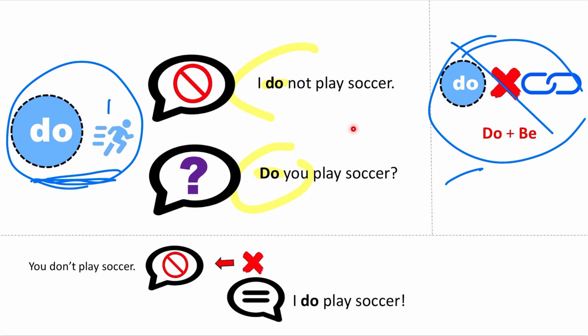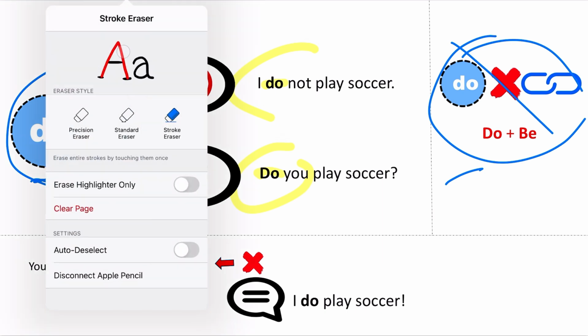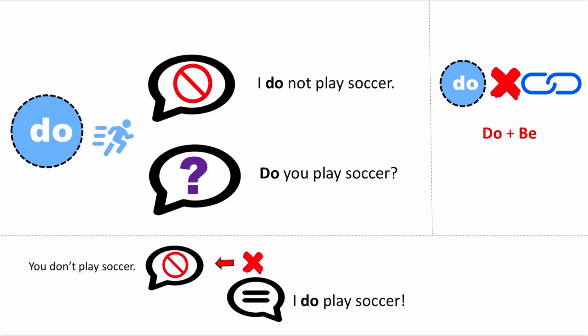I do play soccer. Again, we only add this do, and it's really important, when the sentence is a negative, when it's a question, when there's a contradiction. So don't worry too much about this one. Just remember, do: action verbs, negatives, questions. Do and be verb, no.